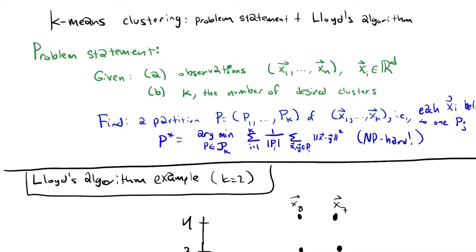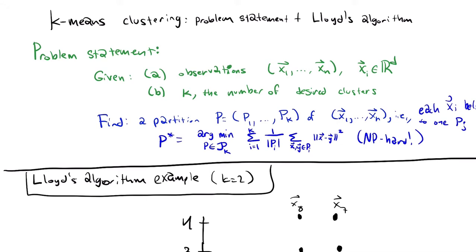And your other input is this parameter k. That k tells you the number of desired clusters. So for example, let's say you wanted to classify images of cats and dogs. Then you'd set k equals 2 and try to fit every image into one of those clusters. If k equals 3, let's say you want to classify cats, dogs, and walruses, for example.